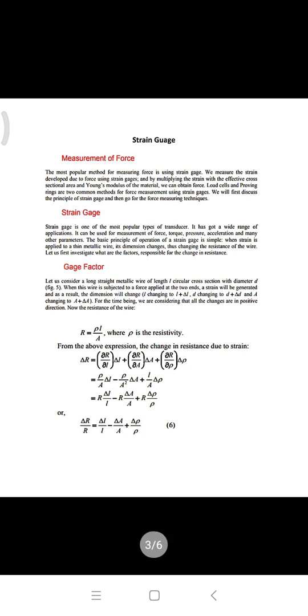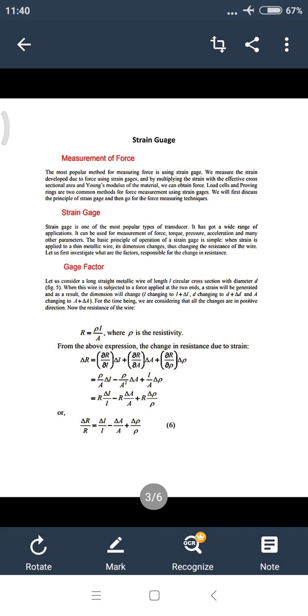Now the next quantity is the gauge factor. Gauge factor is an important parameter used to measure the change in resistance on the application of strain on a metallic wire. Let us consider a long metallic wire of length L, with circular cross section of diameter D. When this wire is subjected to a force applied at the two ends, a strain will be generated. As a result, dimensions will change: L changes to L plus delta L, D changes to D plus delta D, and A changes to A plus delta A. We have considered all changes in the positive direction.